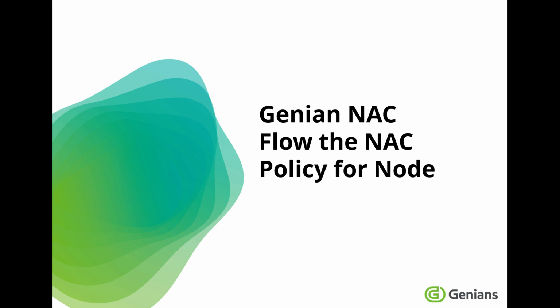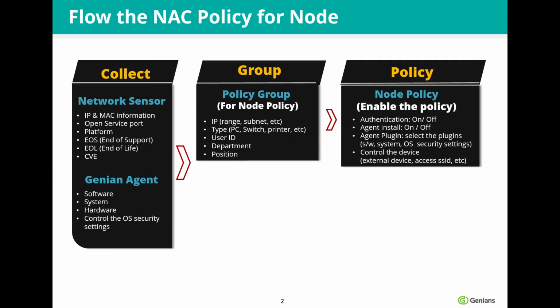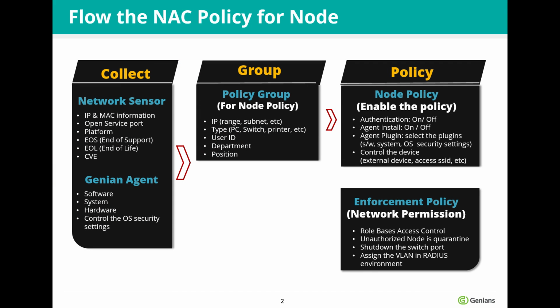Hello, this is Steve. In this session, we will learn how to apply network access control depending on the status of the device. In the Genian NAC, enforcement policy is a feature that assigns network access based on the status of the device. Let's access the web console and see how the policy can be applied.